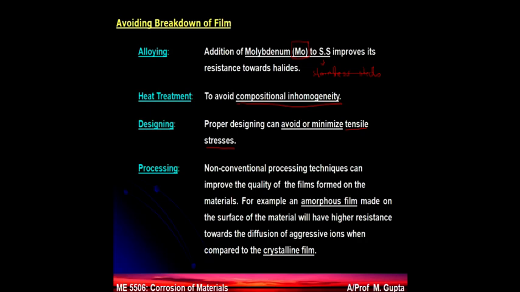You can also process the material in a way that the film on top of it is made an amorphous kind of film, then it will be better, because many times, as indicated, the grain boundaries can also serve as an anodic site. So you can make it amorphous. When I say amorphous, it means there is no crystalline structure. That means no grain boundaries.